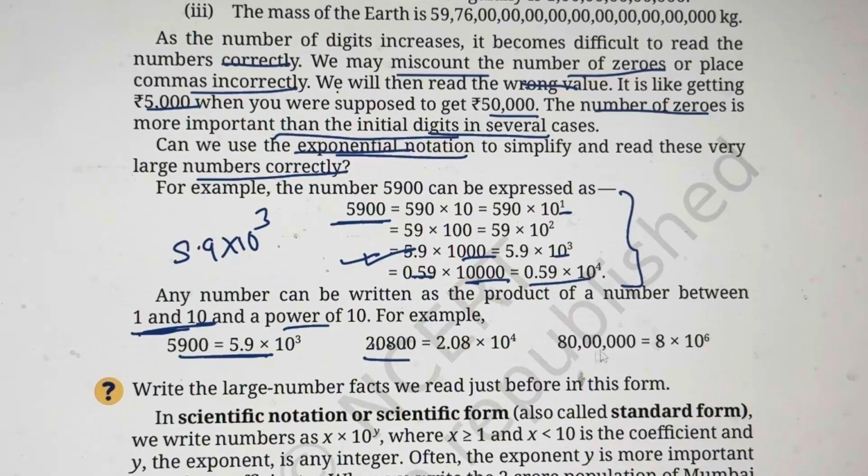Similarly, this is 80 lakhs. So 8, we decided that the number should be between 1 and 10. So 8, or you can write 8.0. And 10 raised to, how many zeros are there? 1, 2, 3, 4, 5, and 6. So 10 raised to 6, right? So this would make our work easier.